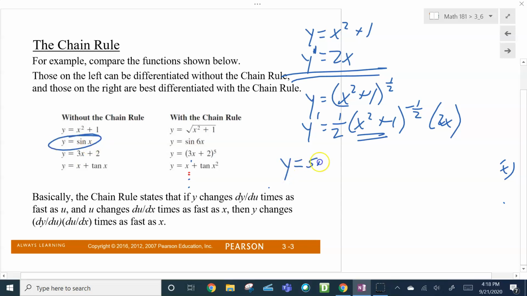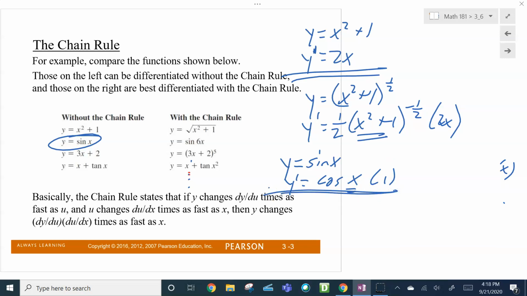Y equals the sine of x. No need for the chain rule. And by the way, you're always actually using the chain rule because every function can be written as a composite function. The derivative of the sine is the cosine, and then the derivative of the inside, derivative of x, is just 1. It's just that it doesn't make any difference when you just have x there, right?